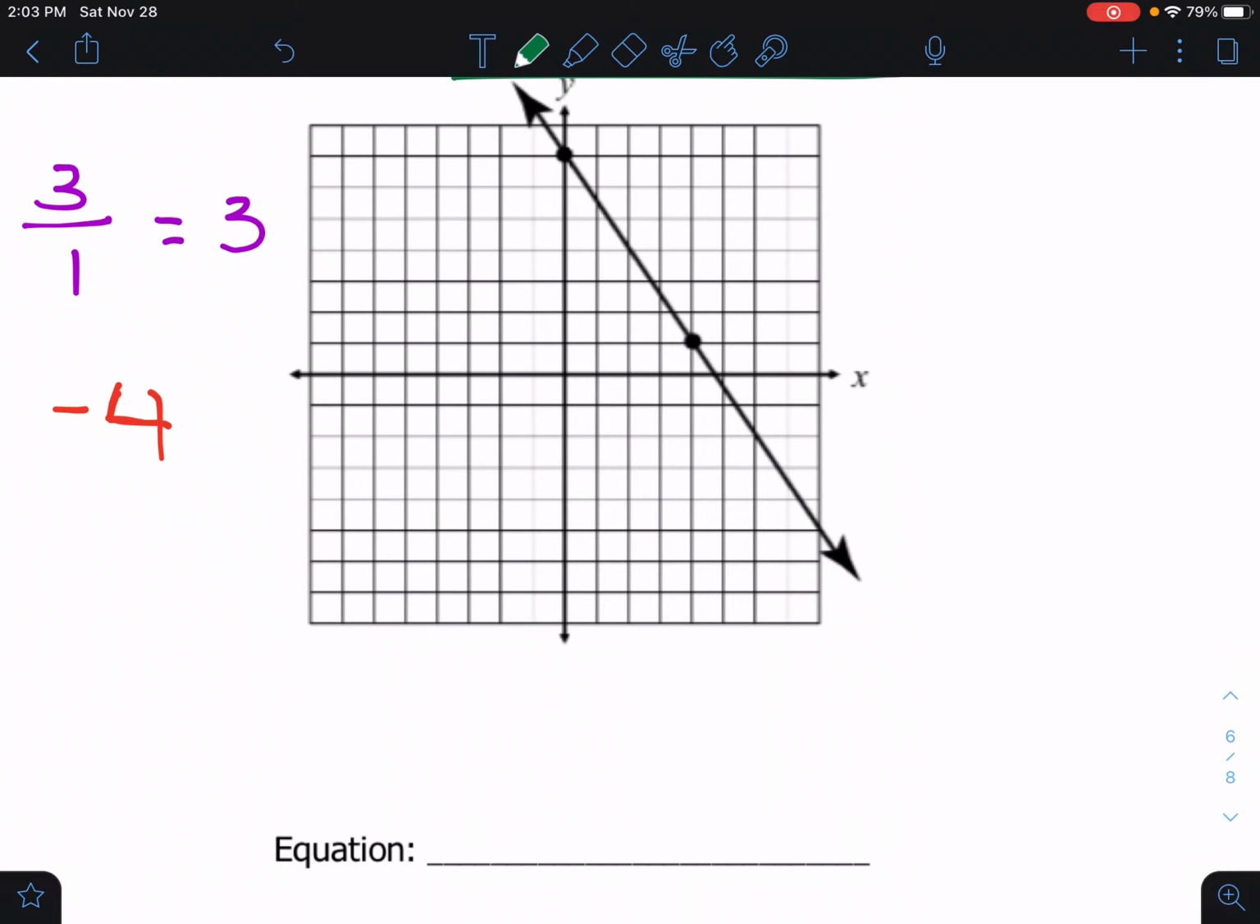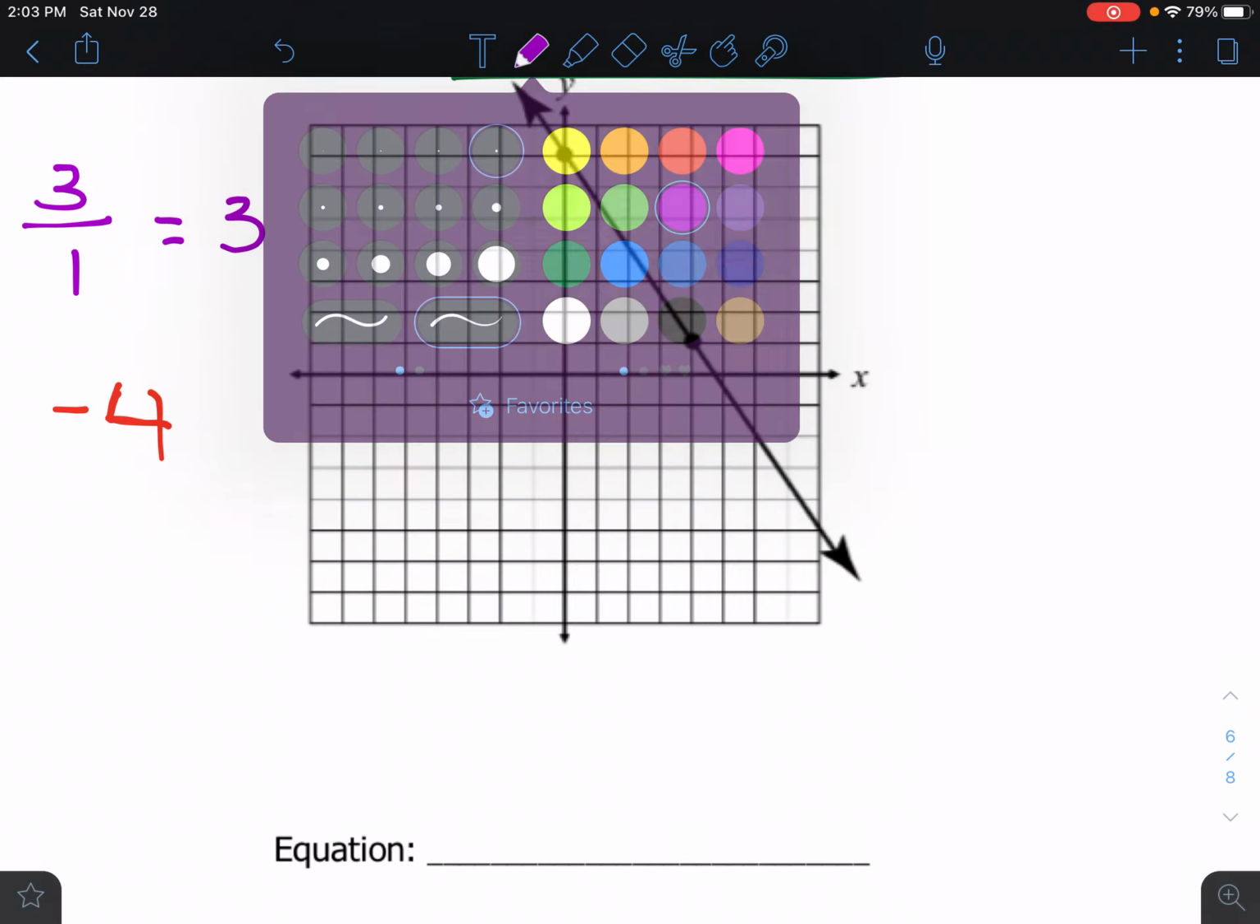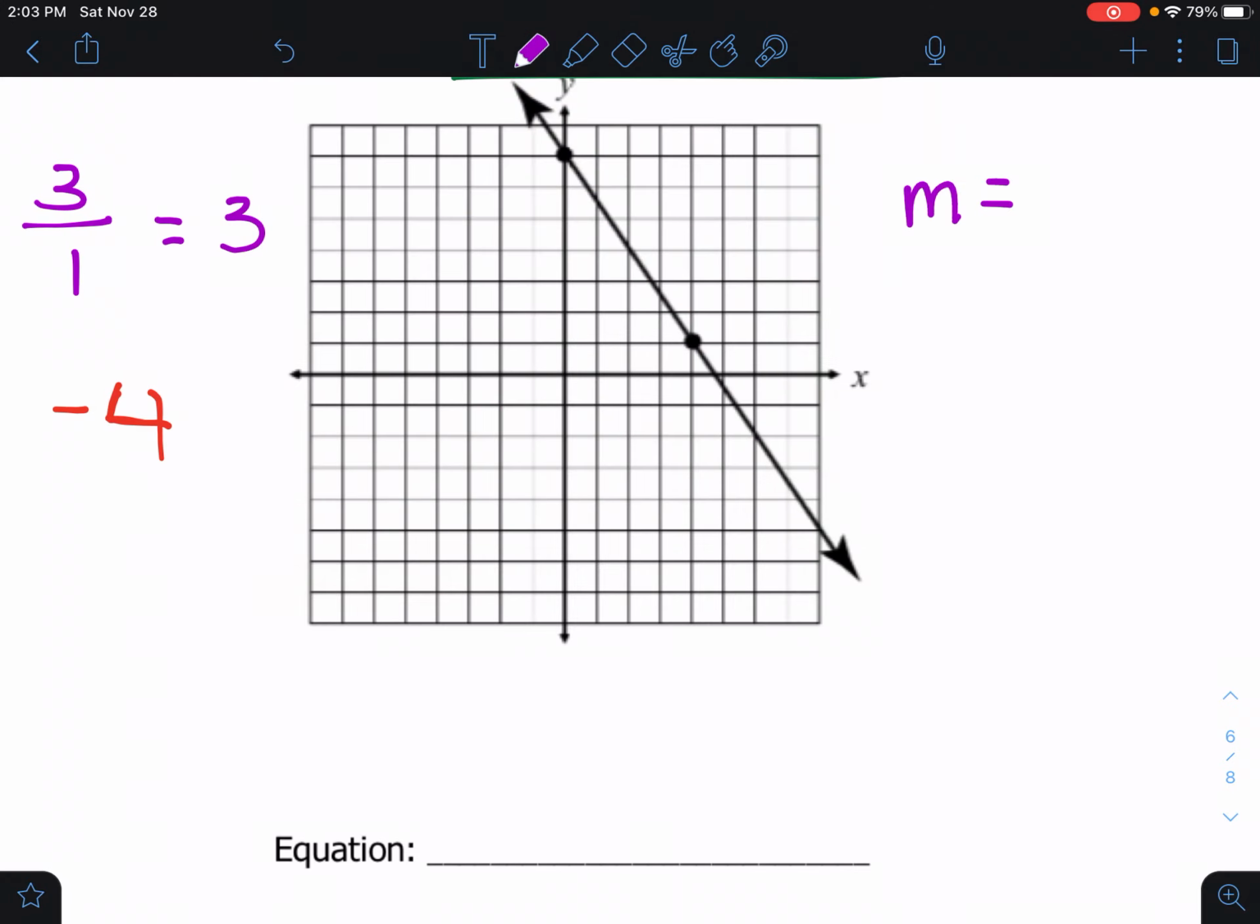Once again, m. I'm going to start here and go to here. So this is down 1, 2, 3, 4, 5, 6. That's down 6, so -6, and 1, 2, 3, 4 units to the right. Because it's to the right, it's positive.